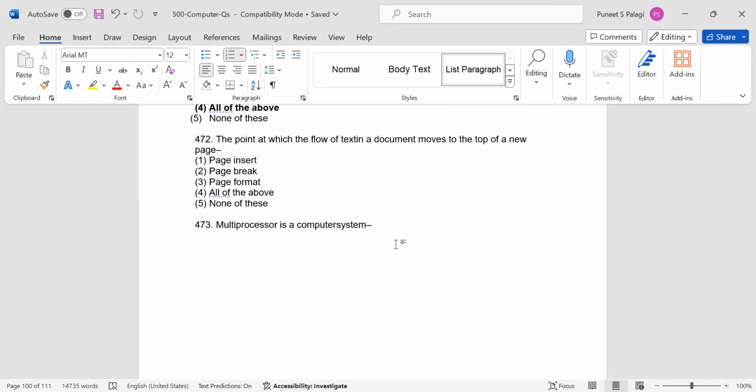The point at which the flow of text in a document moves to the top of a new page is page insert, page break, page format, all of the above, none of the above. It is page break.